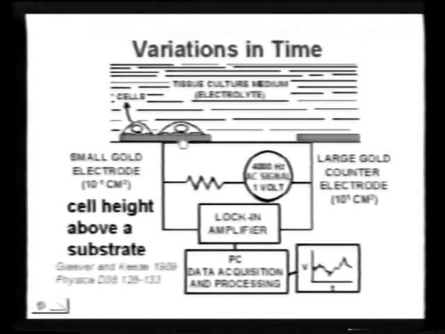So the average height, or the height averaged of these cells over the substrate, changes in time. And what he did is to develop an electrical circuit based on an oscillating current sent in and a lock-in amplifier and a data acquisition to measure the height of these cells in time above this substrate.